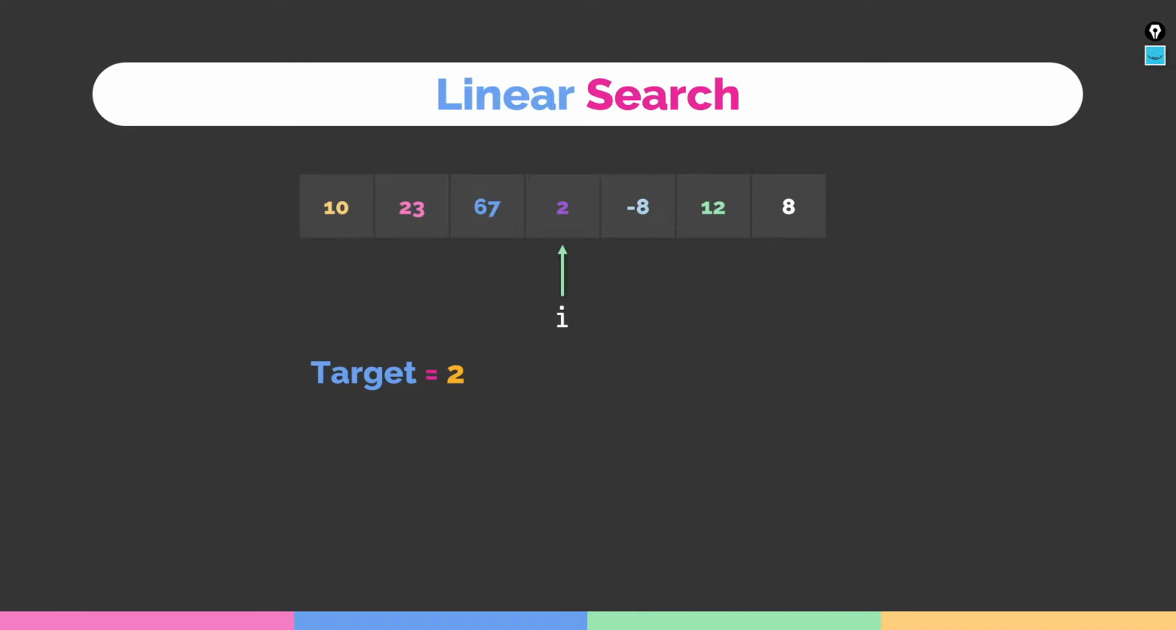Now let's think we want to find 10, and 10 is the first element, so we need to do it just once and we have found the element. But what if we need to find 8? We can see 8 is the last element of this array, so we actually need to go from 10 through all the other elements and check if it is 8 or not.